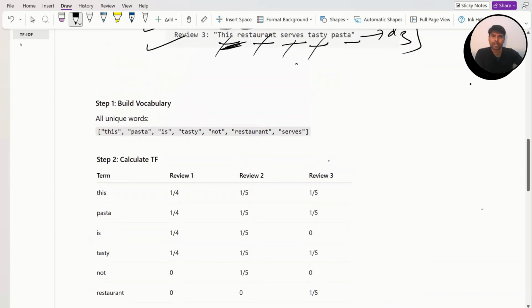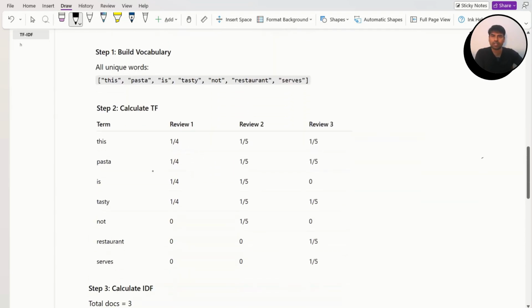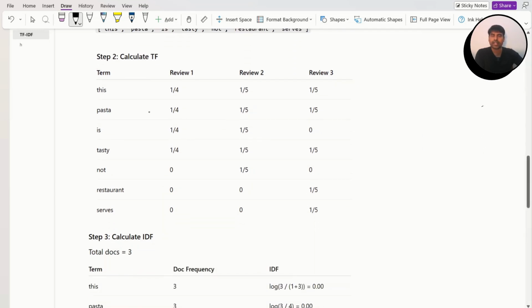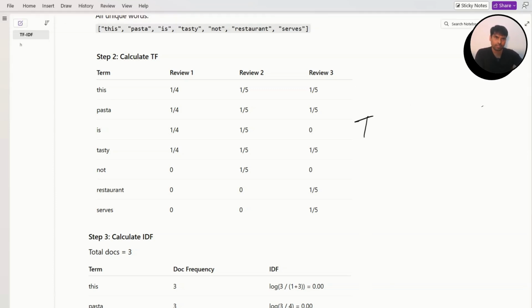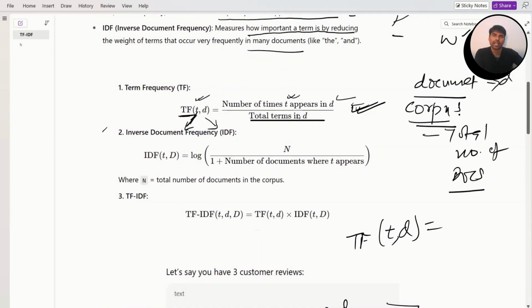So this way we prepare our TF table for all the vocab, for all the given keywords. I find all the frequencies in the given documents. This way I come up with this nice table. So this table is called the TF table. Okay, this is TF. Now let me talk about IDF.